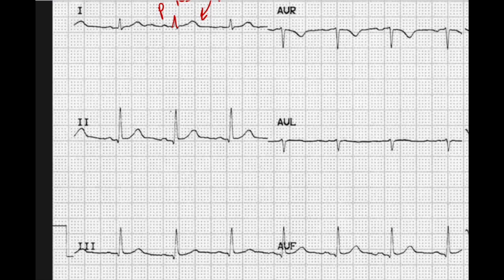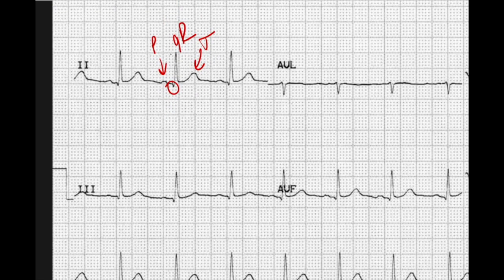Lead 2, we know we should have upright P waves. We have little Q waves, which we said are normal in the inferior leads. And just to be sure, we know that they're not greater than 2 millimeters, greater than 40 milliseconds, or greater than 25% of the height of the R wave. In this case, we have a QR complex. And we have T waves upright as they should be.